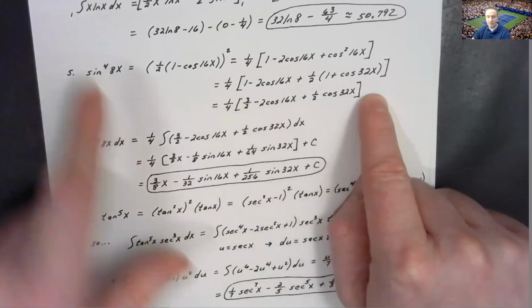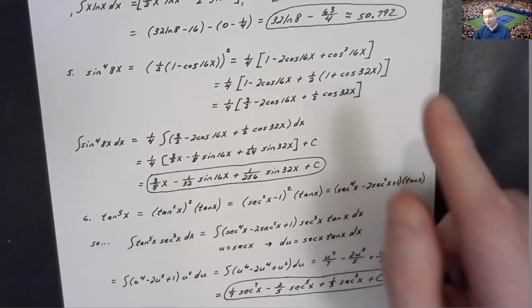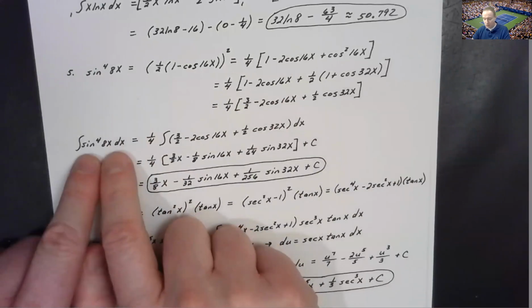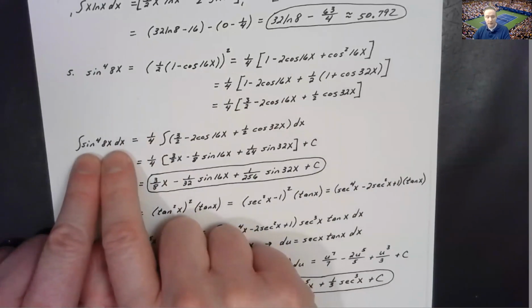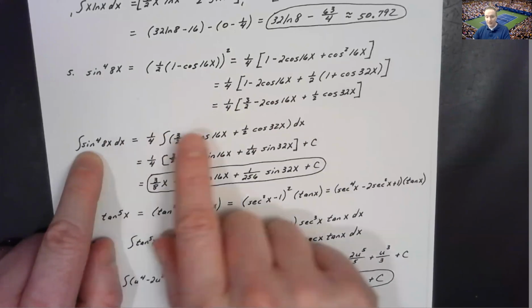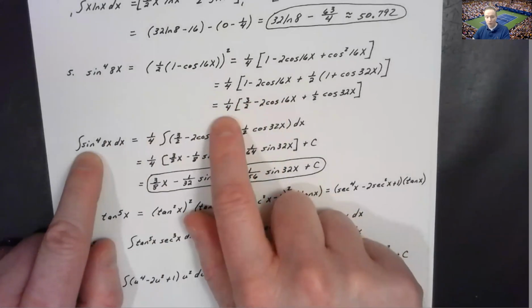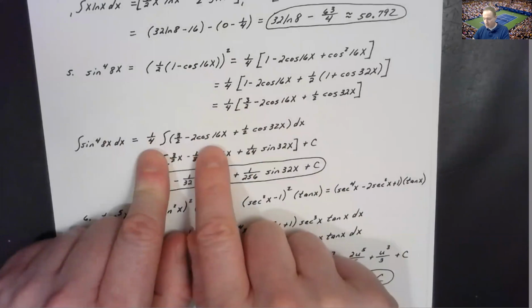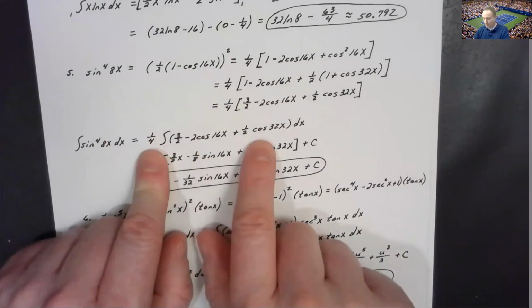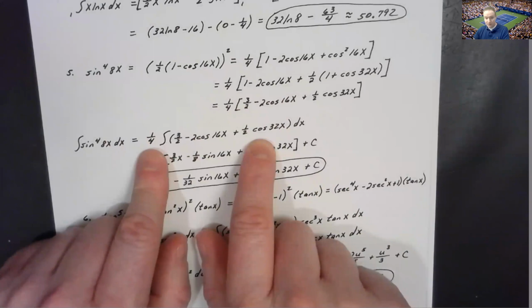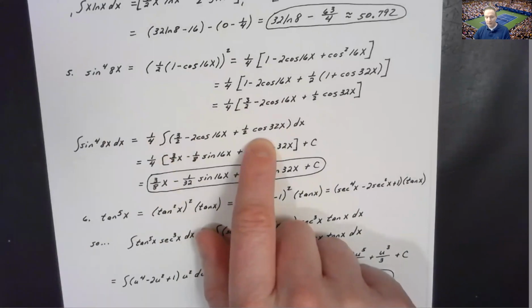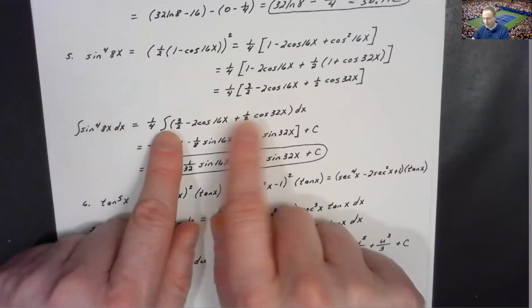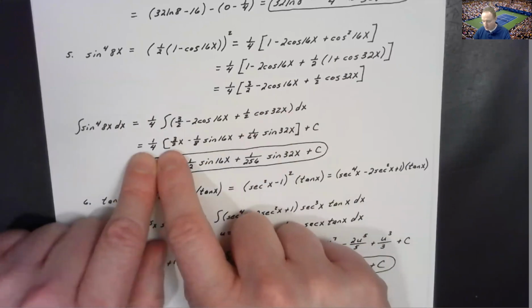Now, of course, it's in terms of cosines now. So I have to say then the original integral that I asked you to do here in number 5, the integral of the 4th power of sine of 8x with respect to x, that integral is equal to 1/4 the integral of 3/2 minus 2 cosine 16x plus 1/2 cosine of 32x. Then I can integrate this, leave my factor of 1/4 on the outside.